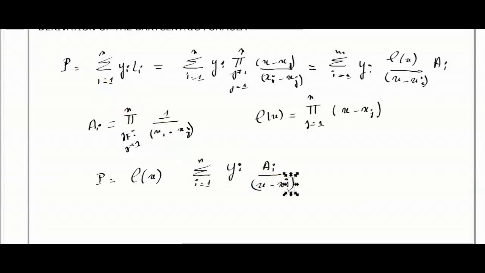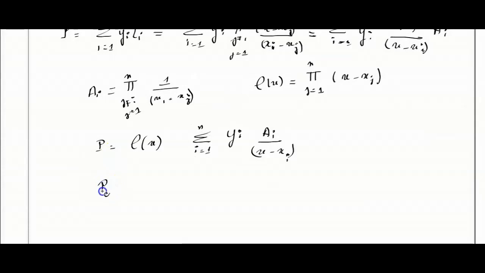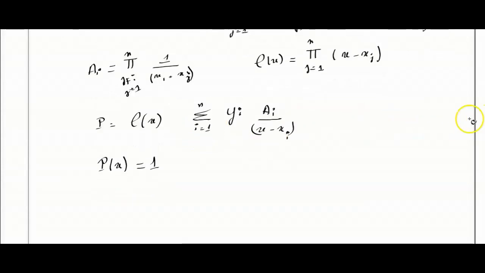Okay, so now we will get the expression for the L of x. In order to calculate the expression for L of x, we will consider a special case where the polynomial p of x is equal to 1. So when p of x is equal to 1, p of xi is equal to 1, so yi is equal to 1.